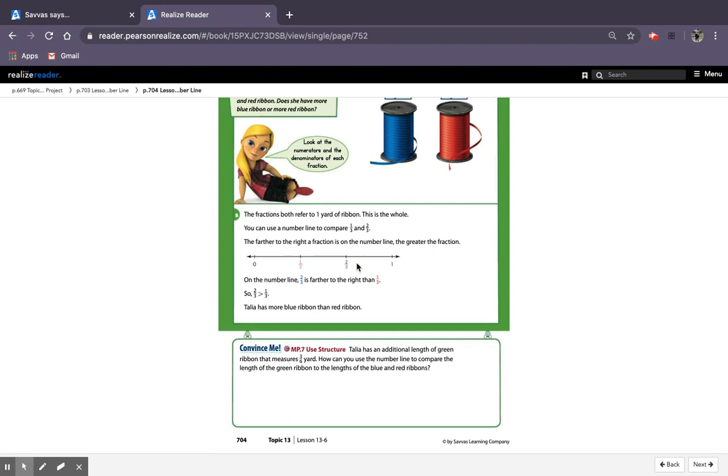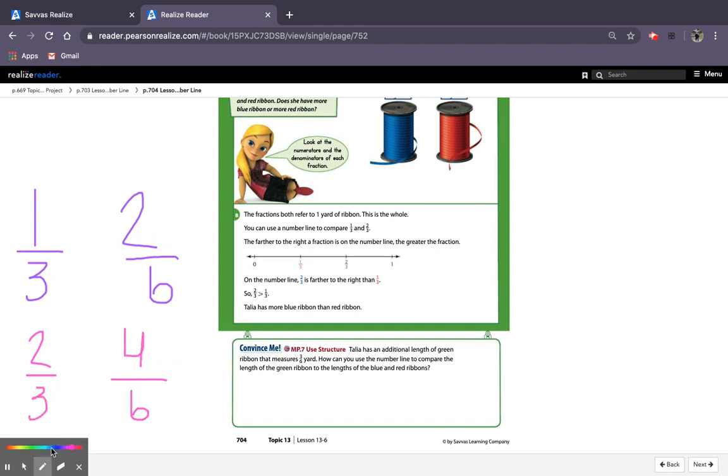The 3/6 yard of green ribbon is greater than 1/3 yard of ribbon, but less than 2/3 of a yard of blue ribbon, because the fractions that are equal to each other are the equivalent fractions. So 1/3 and 2/6 are the same. And then what's the other one I said? 2/3 and 4/6. 2/3 and 4/6 are the same.